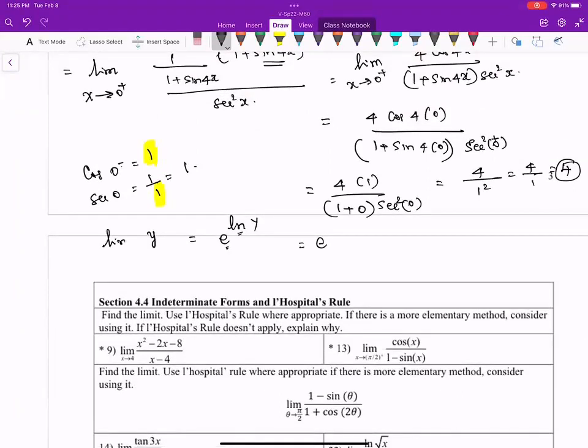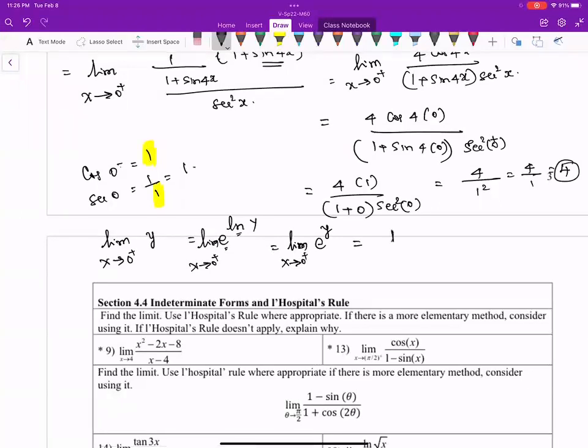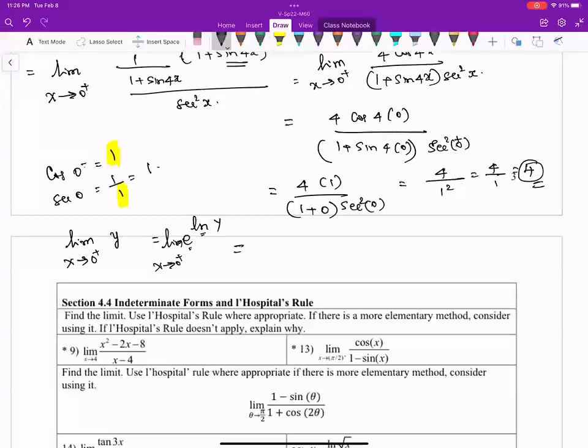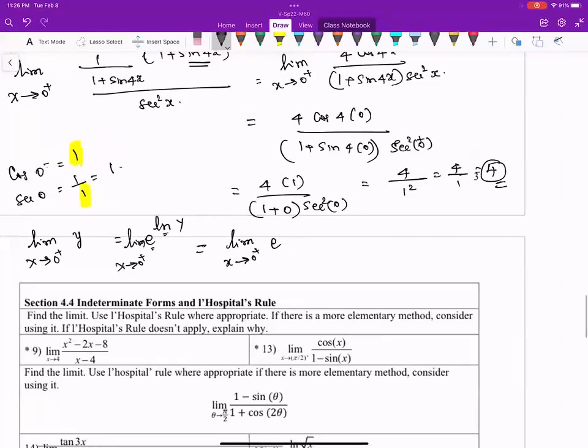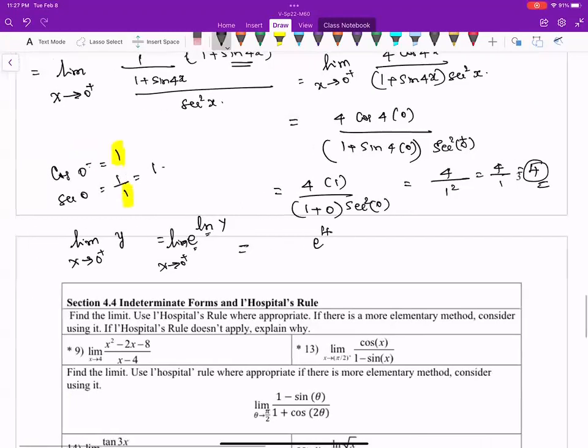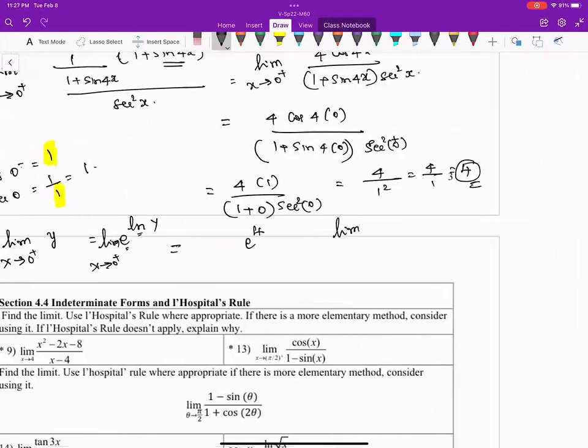So when you do the limit as x approaching 0 from the right, it is equal to e to the limit of ln y as x approaches 0 from the right. So it is the limit as x approaching 0 from the right of e to the ln y, but ln y is equal to 4 in the limit. So it is equal to e to the 4.